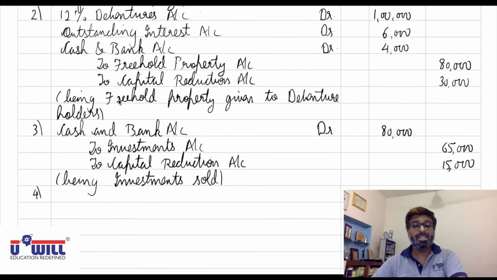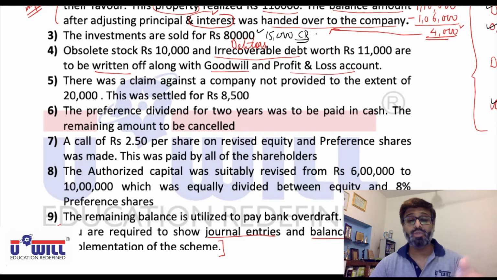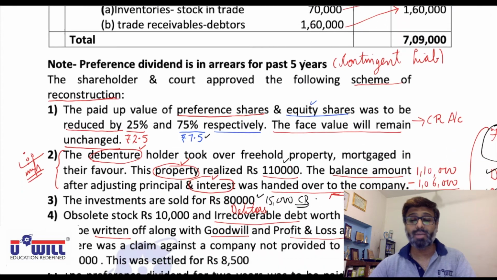Now fourth entry, fourth adjustment. Obsolete stock 10,000. Obsolete means outdated. An irrecoverable debt worth rupees 11,000 means debtors. Irrecoverable debt means we have to close debtors. We have to write off debtors worth rupees 11,000 along with goodwill and P&L account. So what all things we have to write off? For that the entries, now we are using capital reduction to write it off. So capital reduction account we will debit and all these assets, stock, debtors, goodwill and P&L account also, it's a loss of 2,18,000. So that loss as a debit balance will close and credit that to write it off.